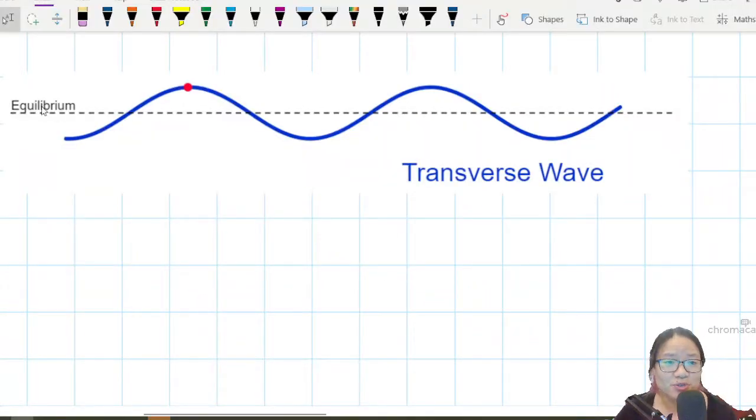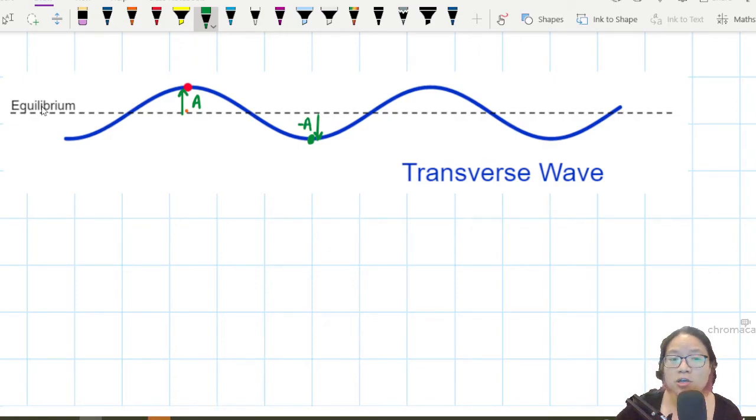So here's a drawing of a transverse wave. And as you can see, if I want to label the amplitude or the maximum displacement, I'm just going to draw an arrow from the equilibrium position right up to this red dot. Let me use green for this. So here to here would be A. And of course, we could also take the bottom position. So here to here would be negative A. All right. So it's the distance measured from the equilibrium position.